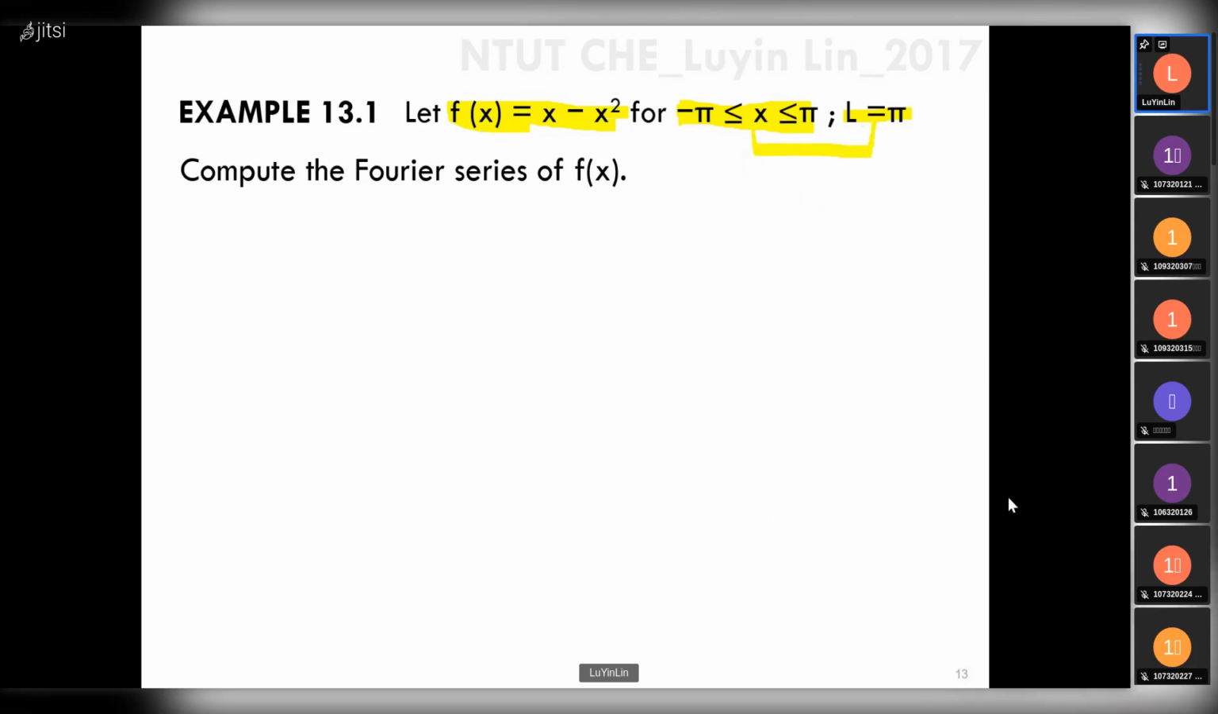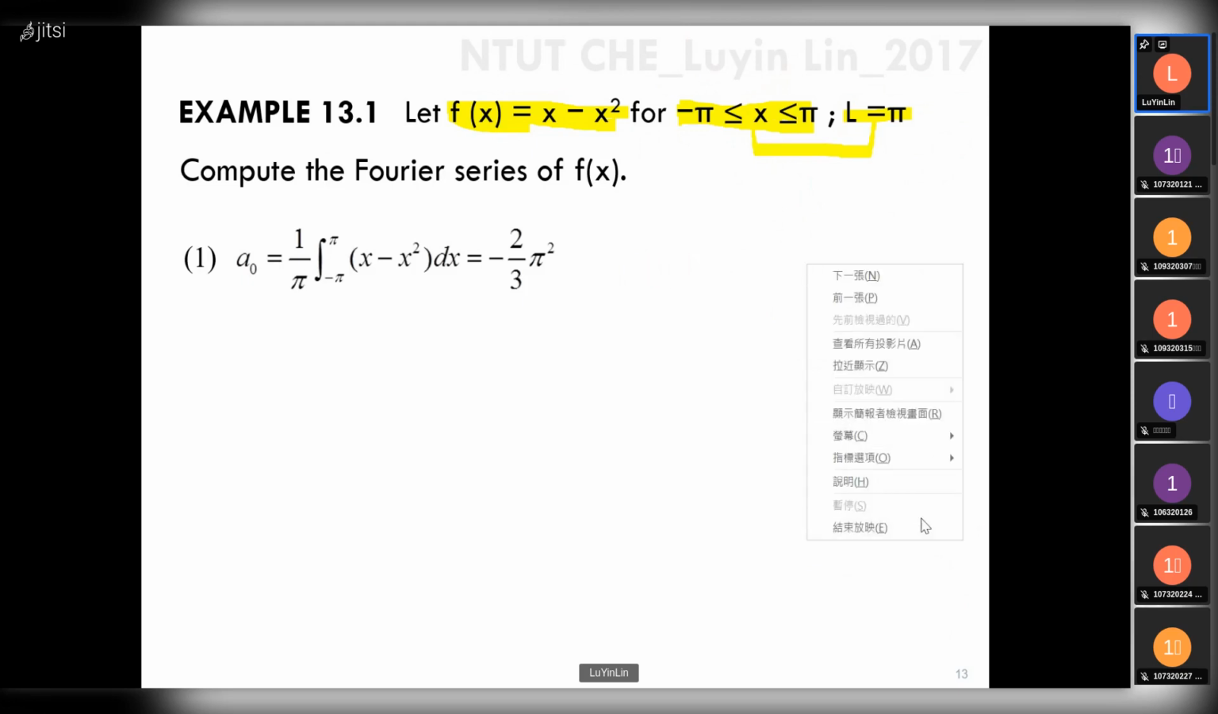So I can only give you one condition. I can delete this one or delete this one. If you see this one, you have to write down this one. Compute Fourier series means you have to find A0, An, and Bn.